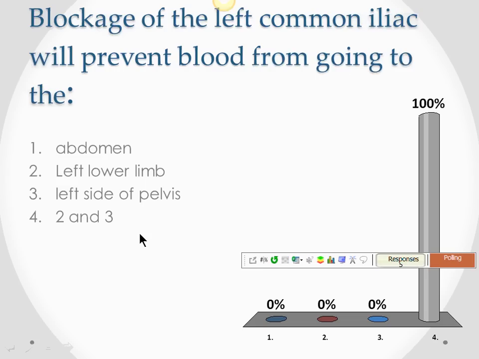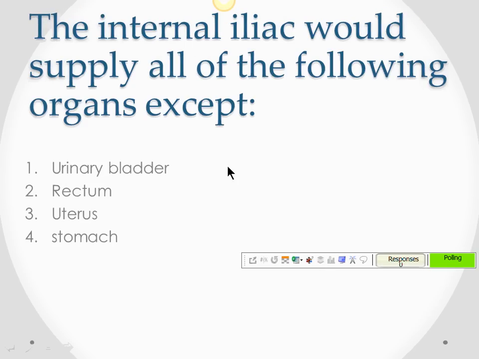Okay, very good. Yes, because remember in the abdomen you had the abdominal aorta supplying most of it. The external iliac gives a few branches, but otherwise most of the abdomen is supplied by those. Yes, so left lower limb and left side of the pelvis. Now which organ won't the internal iliac supply?